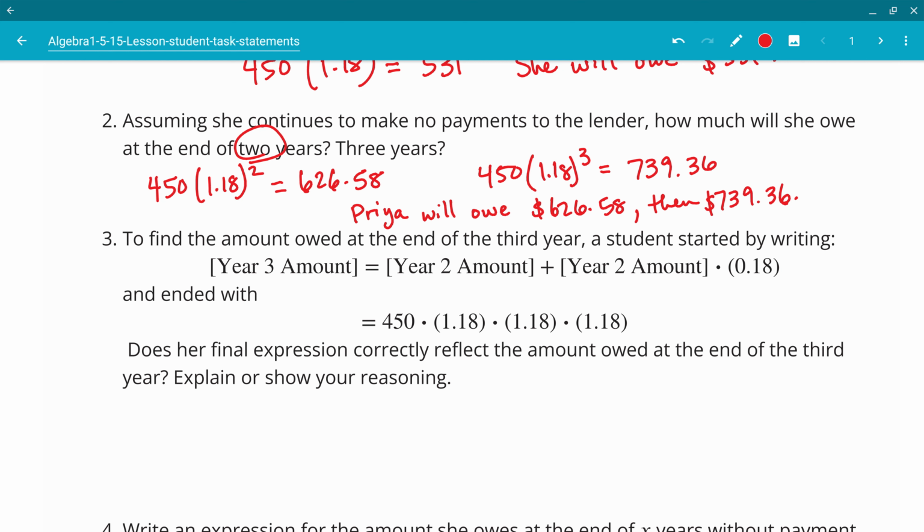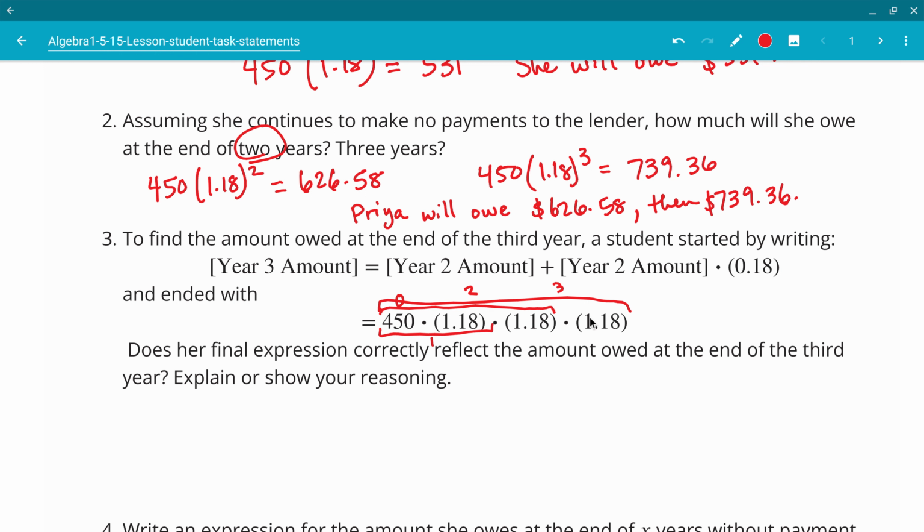Okay, so we can explain this multiple ways. One is to use the expression itself and say, when no time has passed, she owed 450. After 1 year, it's this expression. We multiplied by 1.18 to get the amount after 1 year. After 2 years, it's this expression because we took the year 1 amount and multiplied that by 1.18. And then after 3 years, that would be this, because we're taking the year 2 amount and multiplying it by 1.18.